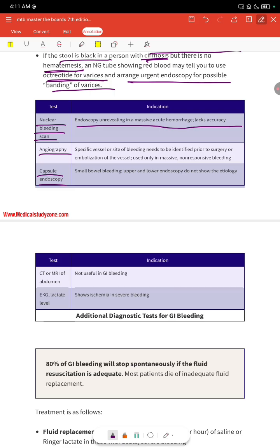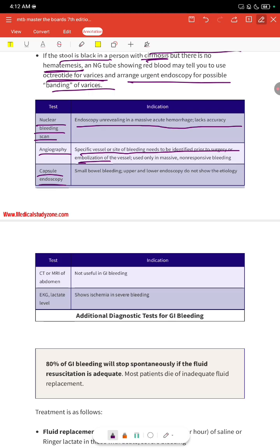How about angiography? A specific vessel or site of bleeding needs to be identified prior to surgery or embolization of the vessel, used only in massive non-responsive bleeding. So if a specific vessel or site of bleed needs to be identified prior to surgery, or needs embolization of that particular vessel, in such cases you have to go for angiography, because it is used only in massive non-responsive bleeding.